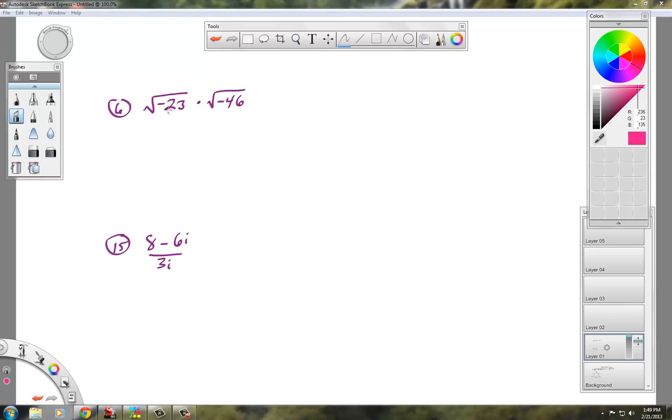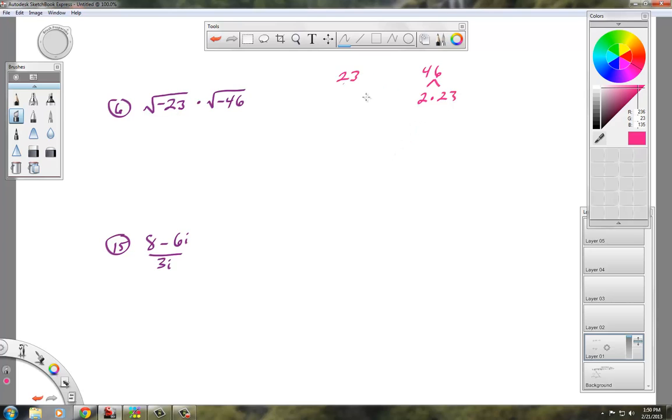Here we go. When you have two irrational numbers that are negative underneath the radical multiplied together, how do you simplify this? This is often missed. The way that I do this is to come over here and make two different factor trees, 23 and 46, and then break them down as much as possible. Now, 23 doesn't seem to break down. In fact, that is prime. 46 will break down into 2 times 23. And that's it.